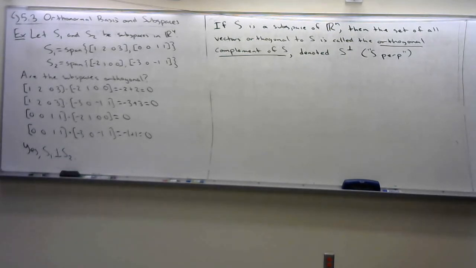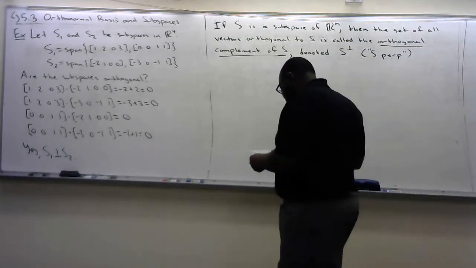So if S is a subspace of Rn, then the set of all vectors orthogonal to S is called the orthogonal complement of S, denoted S perp. And S perp is also a subspace of Rn.